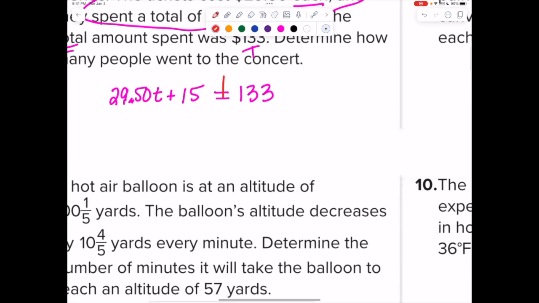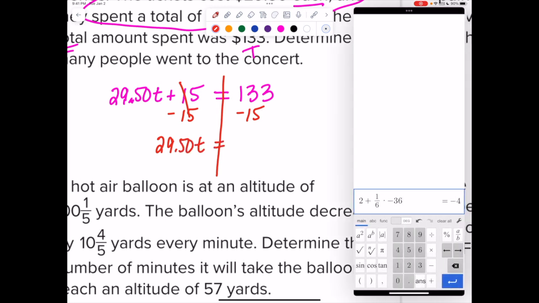Okay, now we can go ahead and solve. Okay, so let's draw our line down like we normally would. Subtract 15 on both sides. That cancels out, and we have $29.50 per ticket equals 133 minus 15 is 118.